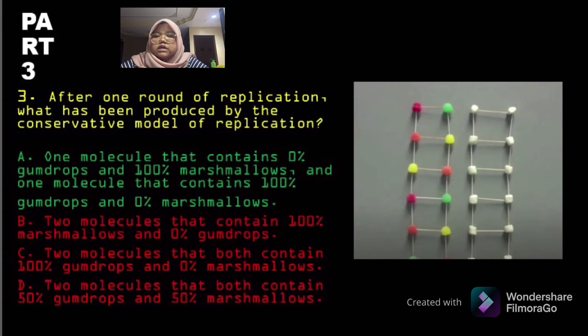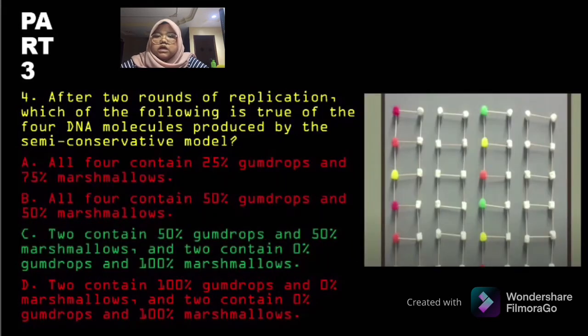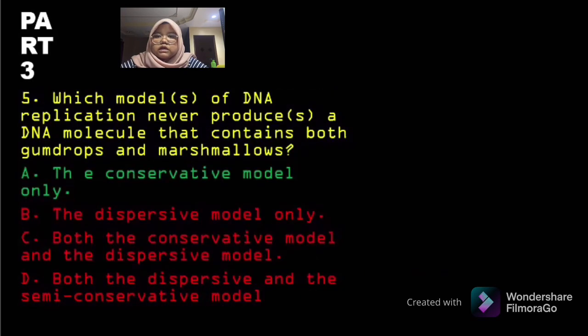So the fourth question, after 2 rounds of replication, which of the following is true of the 4 DNA molecules produced by the semi-conservative model? So the answer is C, 2 contain 50% gumdrops and 50% marshmallows, and 2 contain 0% gumdrops and 100% marshmallows. And the last question, which model of DNA replication never produces a DNA molecule that contains both gumdrops and marshmallows? The answer is A, the conservative model only.